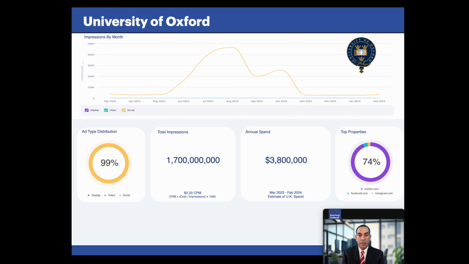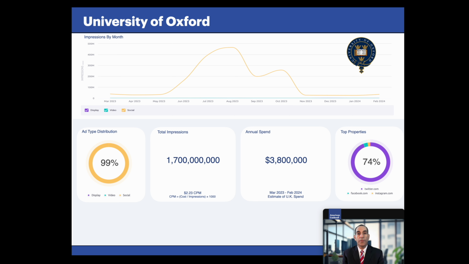99% of the distribution was on social media, with 1.7 billion impressions overall, which is quite a lot. The annual spend was $3.8 million. Again, that's an estimate. And then 74% of the ad type was focused on Twitter. Now, this was very surprising to us because even as people from Twitter will tell you, it's not known for conversions.